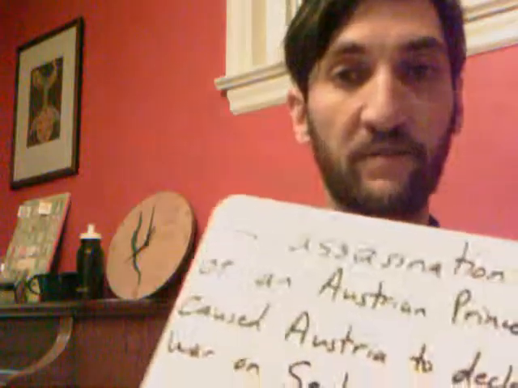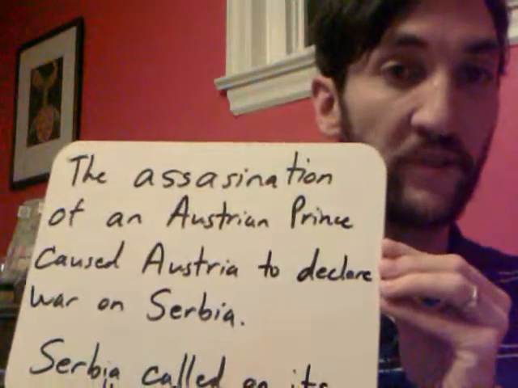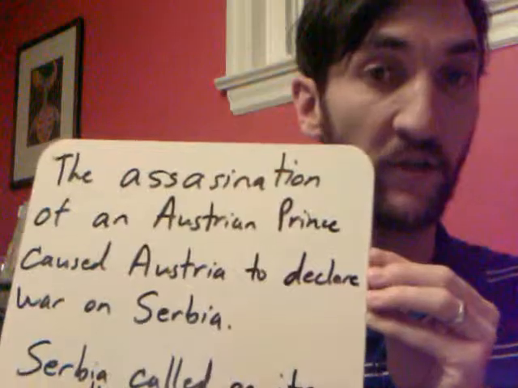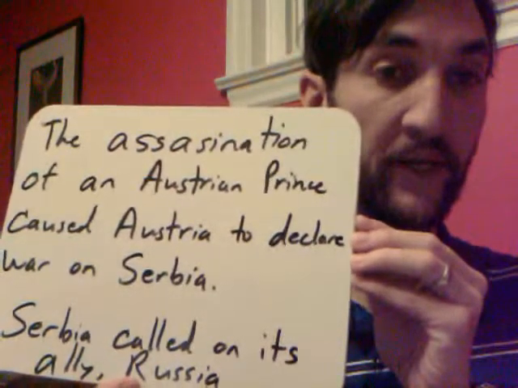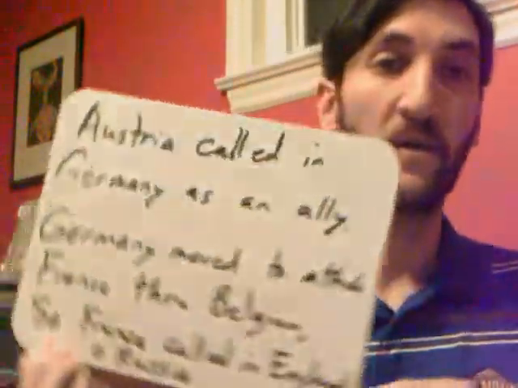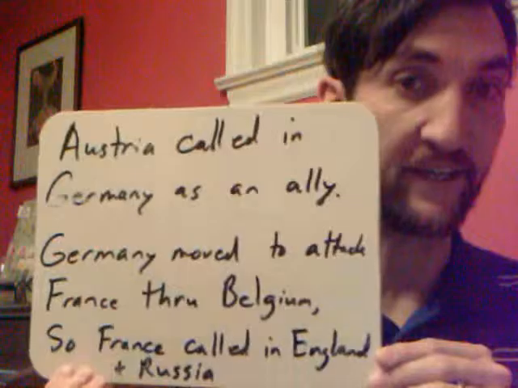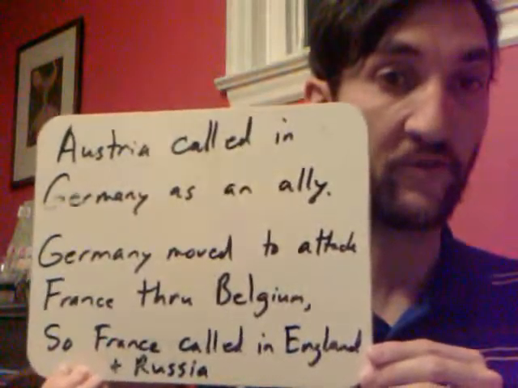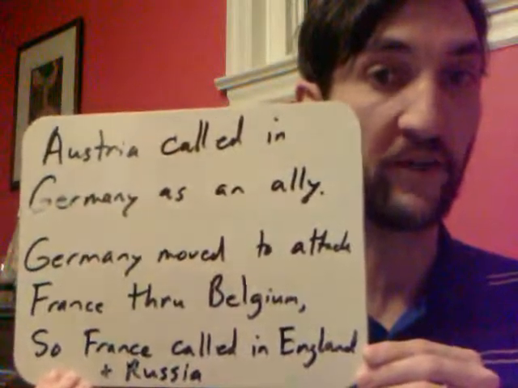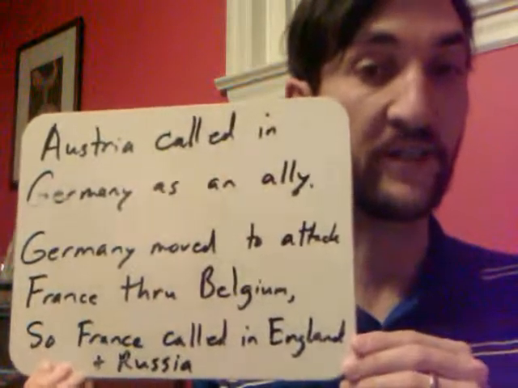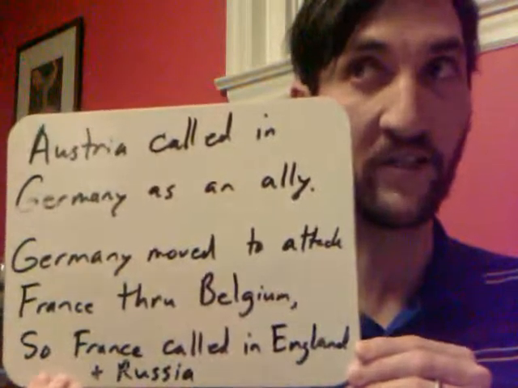The actual spark of World War I is the assassination of the Archduke Franz Ferdinand of the Austro-Hungarian Empire. The story kind of lays out like this. The assassination of an Austrian prince caused the Empire of Austria-Hungary to declare war on Serbia. Serbia calls on its ally for assistance, Russia. Austria calls in Germany as its ally. Germany agrees and also moves to attack France through the neutral country of Belgium. France, under attack, calls in England and Russia to back it up.